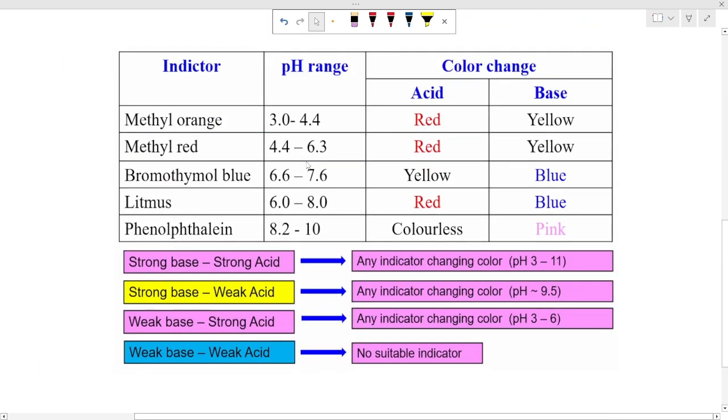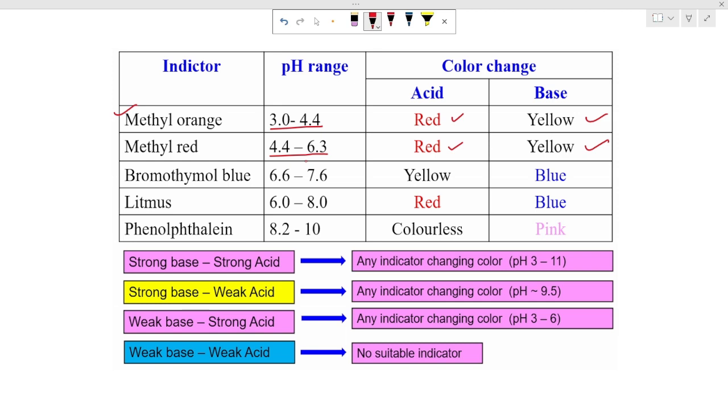Okay, now let's see the indicators, their pH range, and the color change they show. Methyl orange: the pH range is 3 to 4.4. In acidic solution it gives red color, and in basic it gives yellow color. Methyl red has pH range 4.4 to 6.3. In acid it gives red color, and in base it gives yellow color. Bromothymol blue has pH range 6.6 to 7.6. In acidic conditions it gives yellow color, in basic condition it gives blue color.